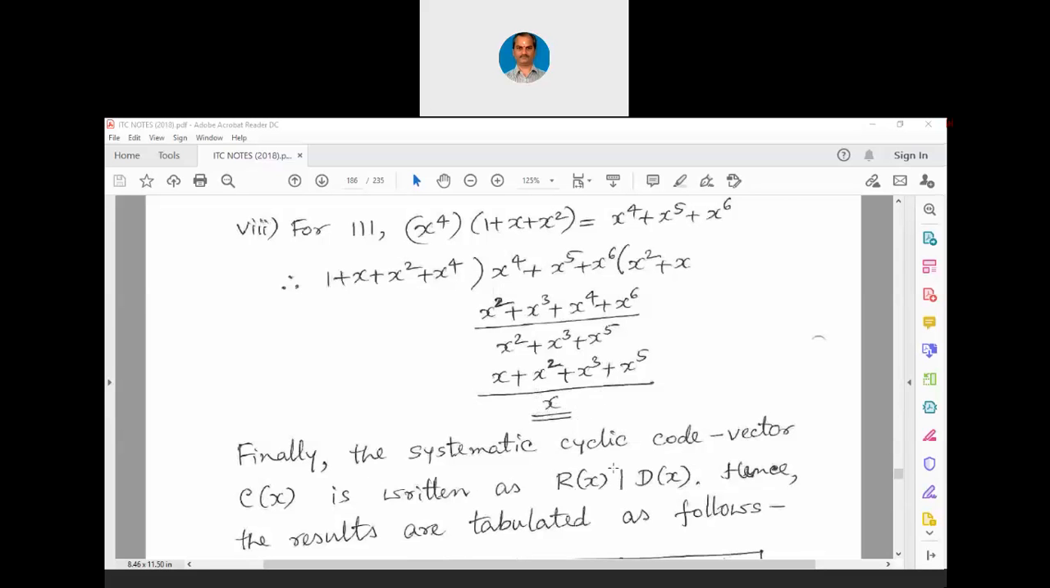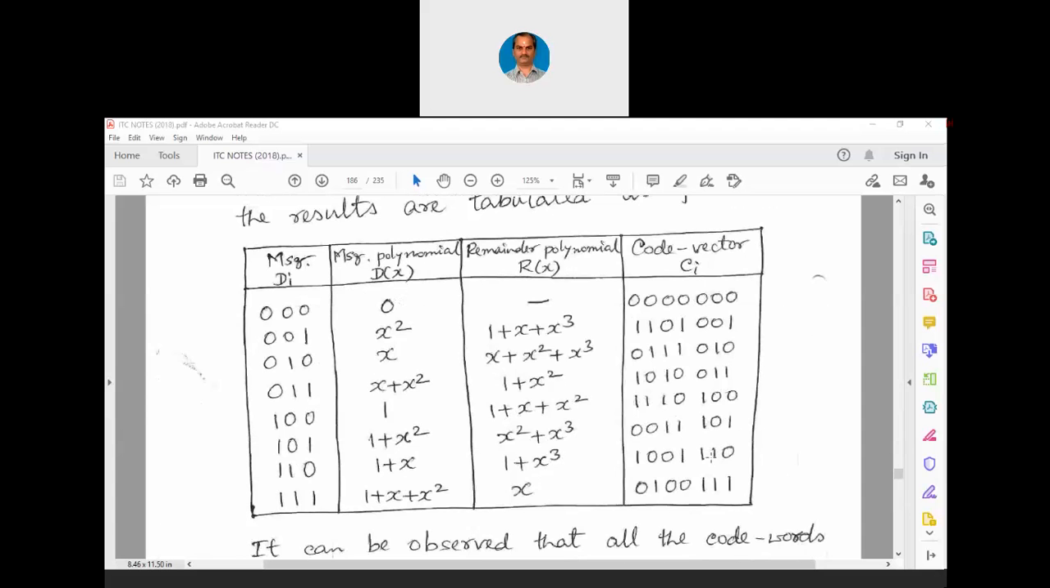So finally, the systematic cyclic code vector c of x is written as r of x and then concatenated with d of x. I cannot say concatenation also, because it is not a logical operation at all. Just for the sake of telling, I am telling it as concatenation. Otherwise, we are writing them adjacent to each other. That's all. And the results are tabulated now as follows.